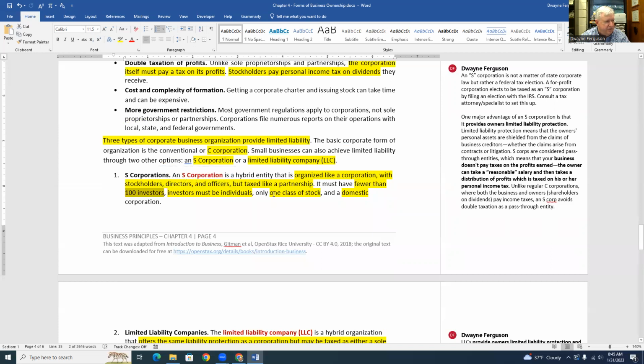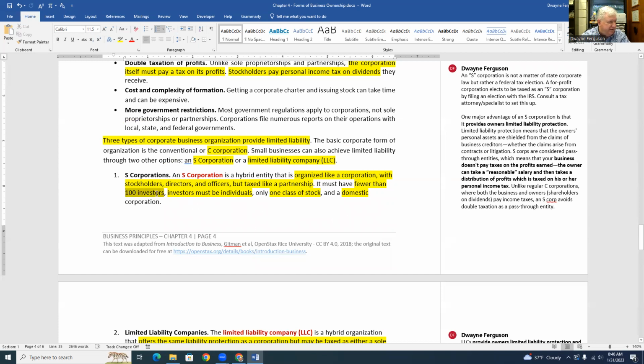The investors must be individuals. There's just going to be one class of stock that's issued. So for instance, they're just going to issue common stock, and it must be a domestic corporation, must be in the United States. So this is something to think about. If you wanted to avoid double taxation, where the corporation is taxed and then you dole out the profits to stockholders and then they're taxed, you could set up an S corporation. So this would avoid that problem.